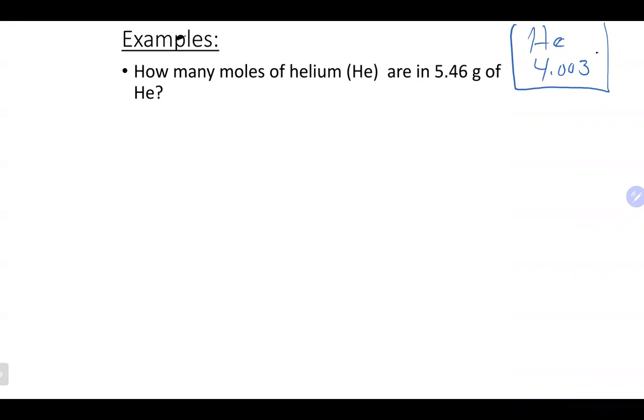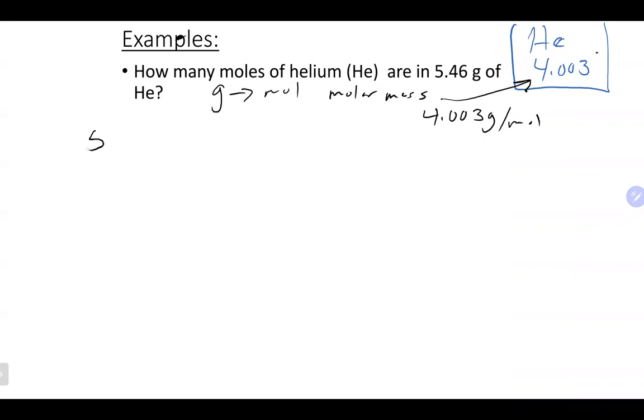So first question is, do I need to use Avogadro's number here? I don't. There's no mention of molecules or atoms, so we don't need Avogadro's number. We're really going from grams to moles, and to do that we use the molar mass as our conversion factor from the periodic table. If we pull that off the periodic table, it tells us we have 4.003 grams per mole that we can use as our conversion factor.